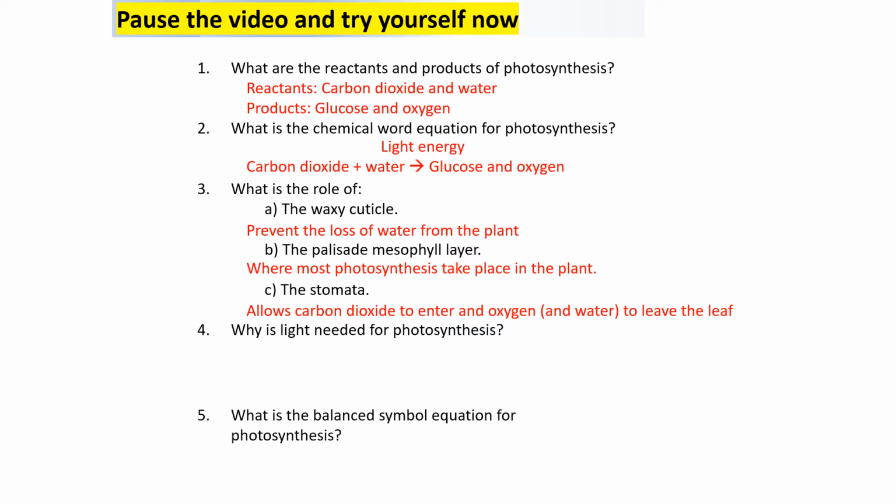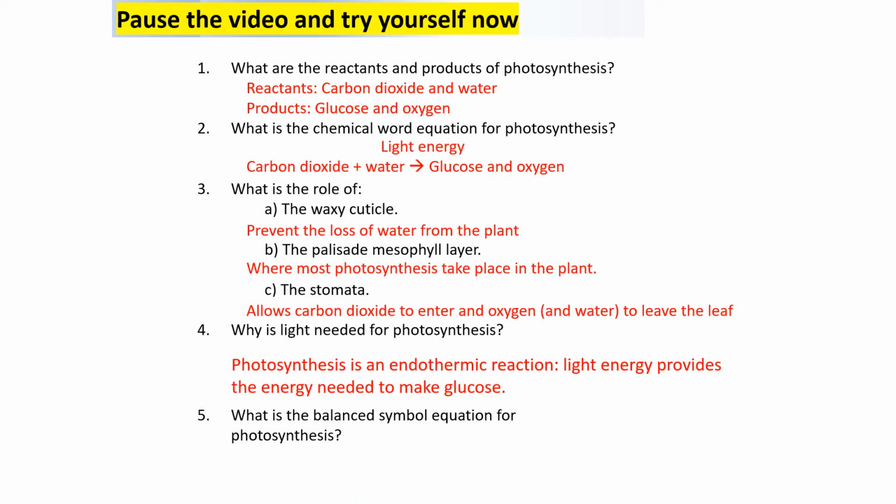Why is light needed for photosynthesis? Photosynthesis is an endothermic reaction, which means it's taking in energy. Light energy provides the energy needed to make glucose. And the balanced equation of photosynthesis is 6CO2 plus 6H2O produces C6H12O6 plus 6O2.